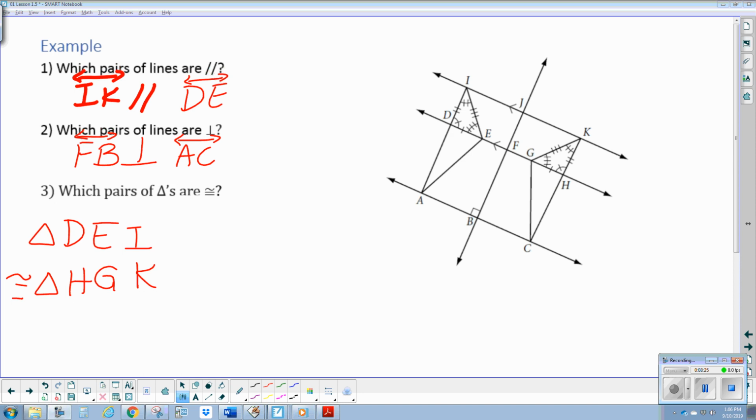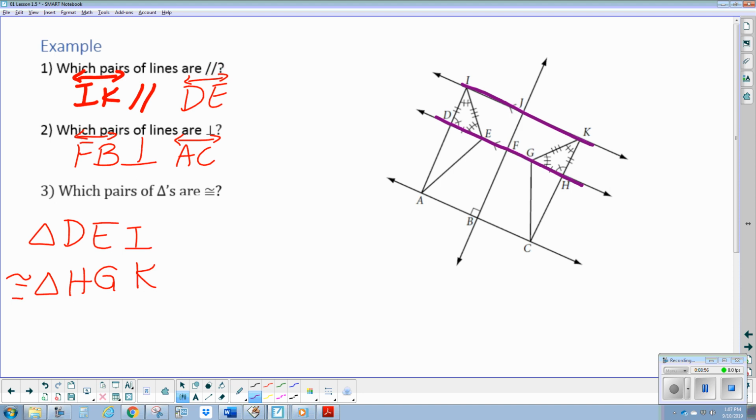Okay, so here are our solutions. The pairs of lines that are parallel are IK, or any of those 2 letters, IJ, IK, JK, KI, in any order because it's a line. So IK and DE, or DF, DG, DH, HE, any order of any 2 points on that line.